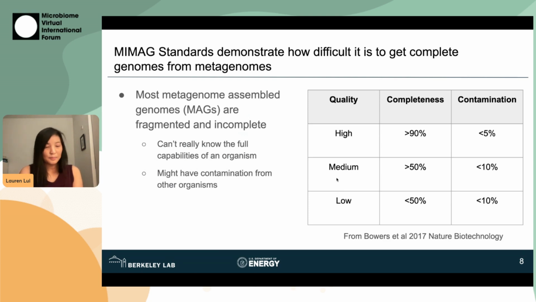I think most people here will understand how difficult shotgun metagenomics is, but I just wanted to emphasize a few points.